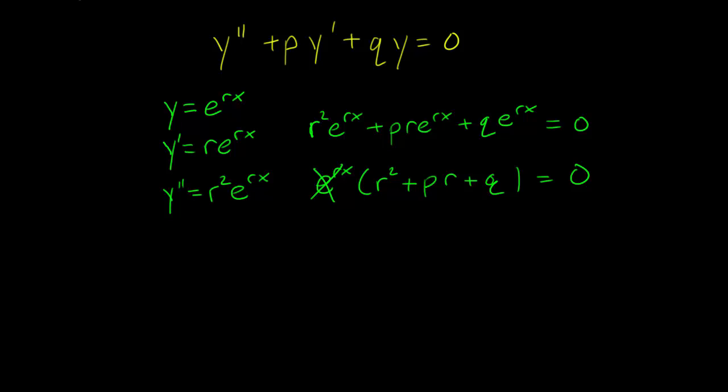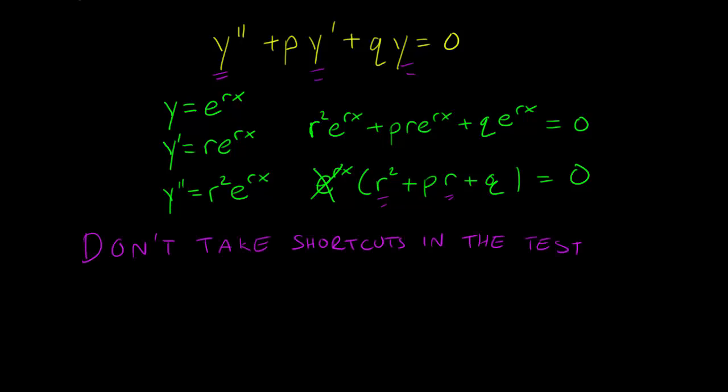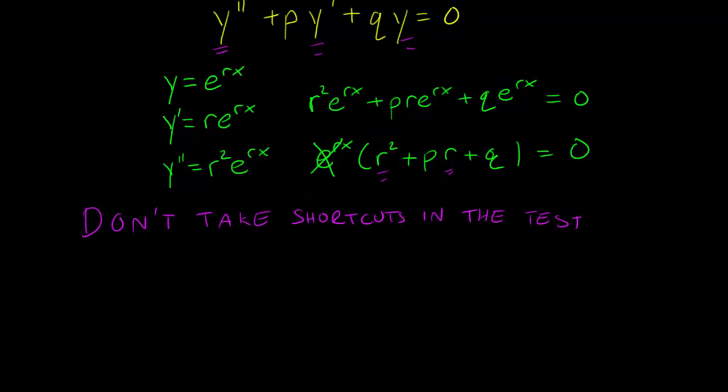Now, I know that you are all pretty familiar with the shortcut. You can just go from y double prime to r squared, from y prime to r, and from y to a constant in that way. And I've let you do this in the homework and in class. However, for the exam, I would ask you to write down every step we've done so far, to actually write down the substitution. It will make your life and my life a lot easier when you take the exam. So please, please don't take shortcuts in the tests. So anyway, you have this quadratic equation, and you solve it.